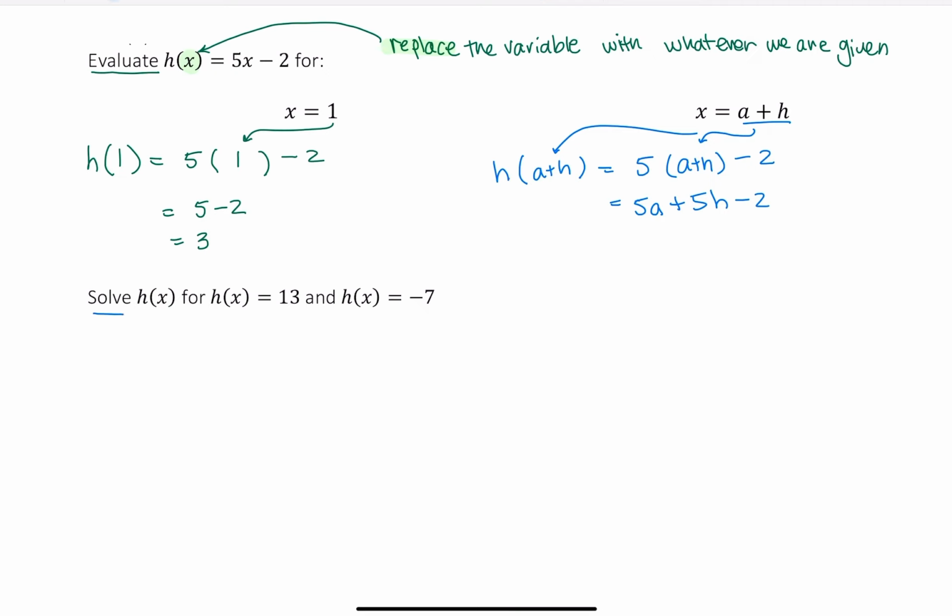In this part, we're told to solve h of x for h of x equals 13 and h of x equals negative 7. So when you're told to solve, that means you replace, not the variable, you replace all of h of x with the value you are given. So replace h of x. So the entire function name with whatever value we are given.